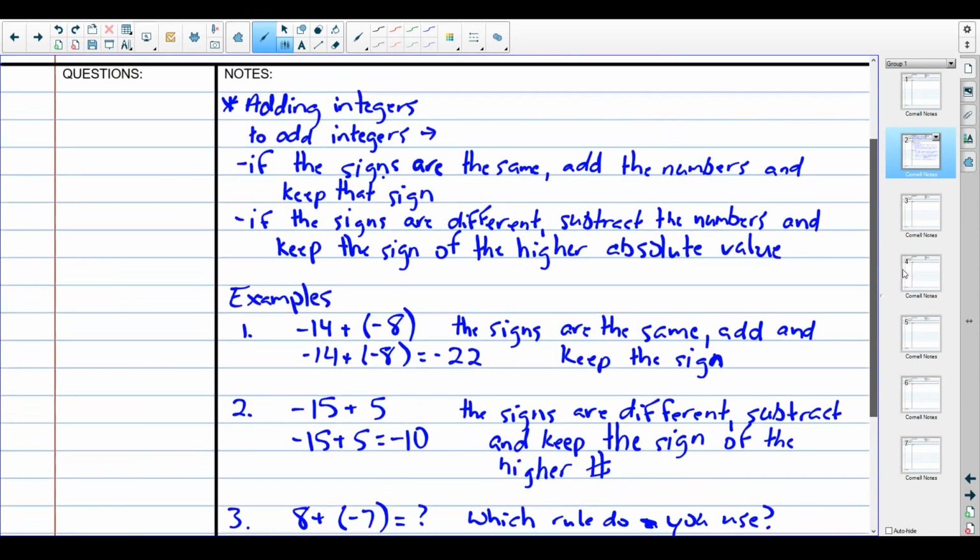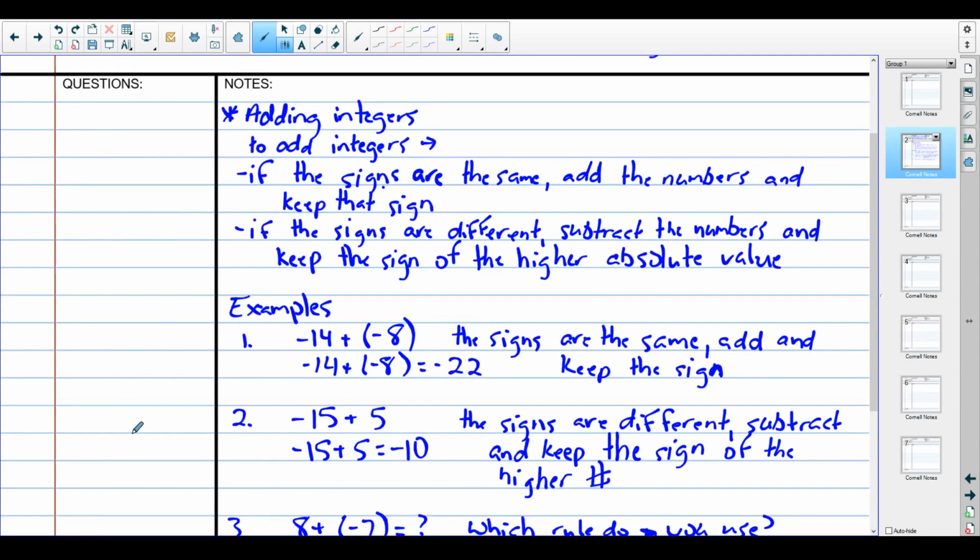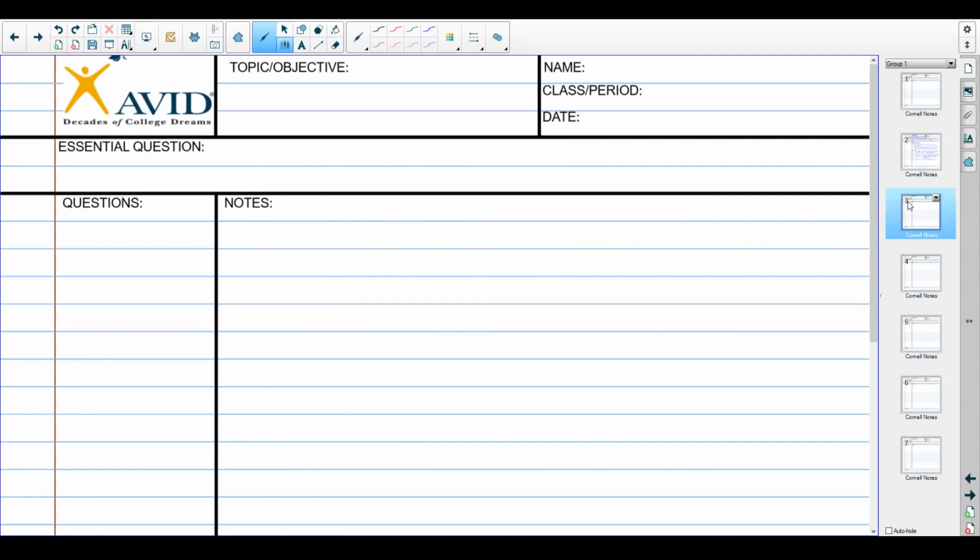And then you should also be adding your own questions over here. So like, since these are the rules, your question can be, what are the rules for adding integers, right? Don't forget this part. All right, second part, we added, so now we're going to subtract integers.